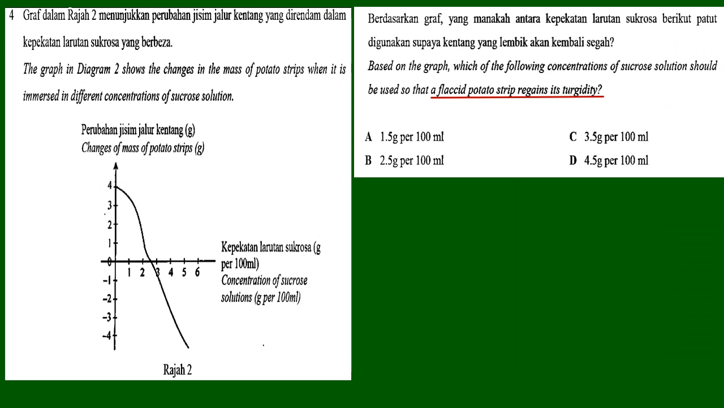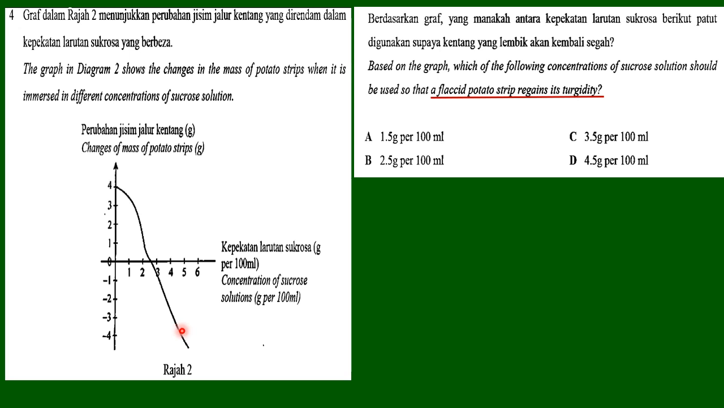Question 4. The graph in diagram 2 shows changes in the mass of potato strips when they are immersed in different concentrations of sucrose solutions. So this graph shows changes of mass of potato strips against the concentration of the sucrose solutions in grams per 100 ml. For this type of graph, one of the main things we should do is to determine where the isotonic solution is.